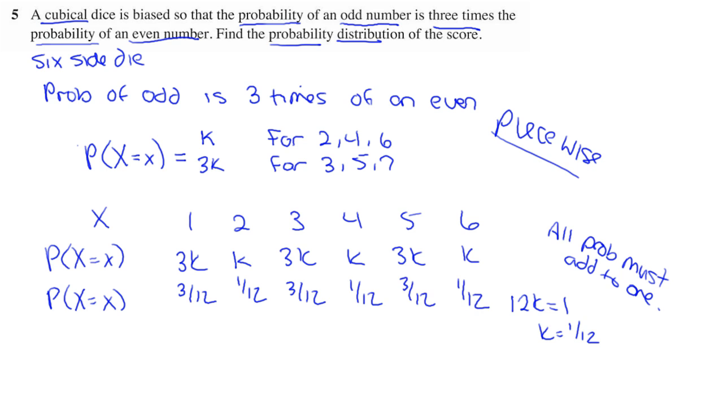And keep in mind, the rule about reducing fractions, at least as far as probability distributions go, we can leave them unreduced. That way we can quickly check and see if they add up to 1.